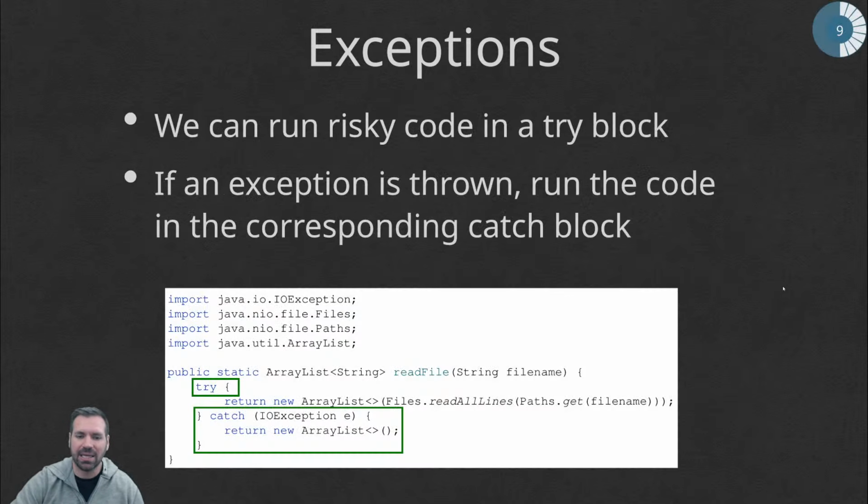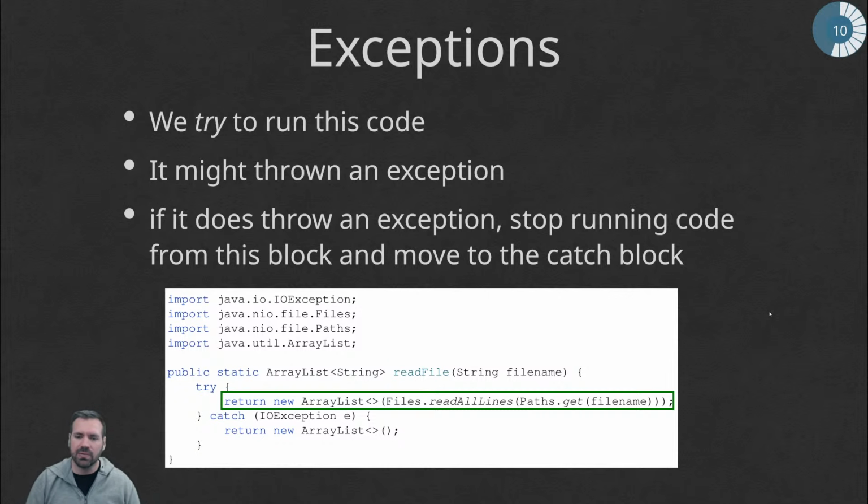But we can catch exceptions. Specifically in this case, if the file doesn't exist, this code is going to throw an IOException. So we can use this try-catch syntax to handle that exception. We're going to say try, just try, Java, try to run this risky code. And if something goes wrong while you're running this risky code and you throw an exception, jump over to my catch block, catch that exception, and then handle it in whatever way I tell you to handle it.